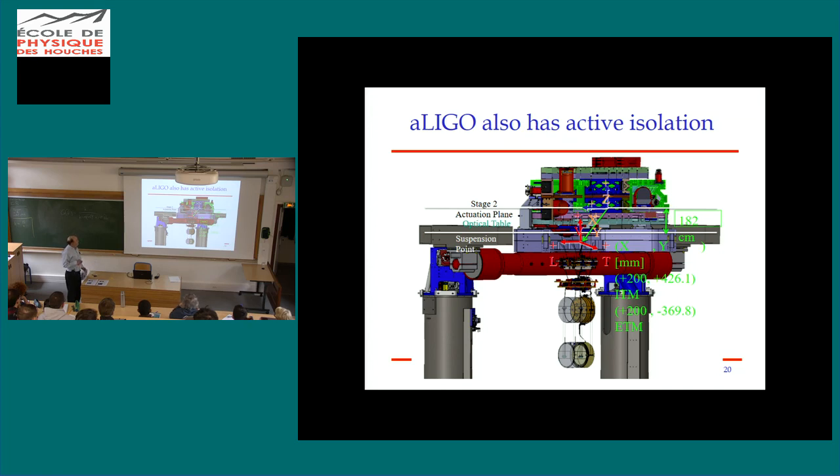And the initial LIGO isolation system was very crude, only worked well at frequencies above 40 hertz. But in moving to advanced LIGO, LIGO has caught up with Virgo and has something that works really well.